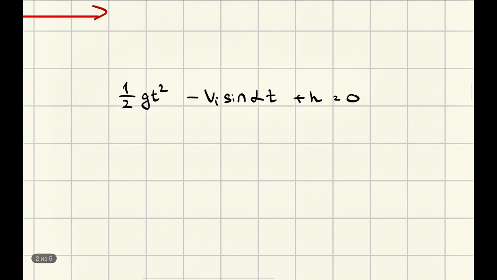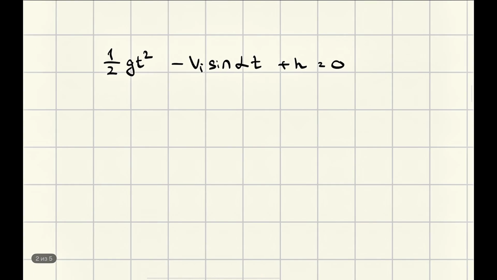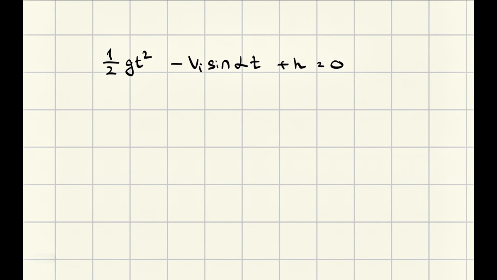What's interesting about this? We don't know what time is, but can you see this thing? This is a basic quadratic equation: a x squared plus b x plus c equals 0. Instead of plus we have minus here, but you can see the pattern. So this a is 1 divided by 2 g, this b is minus v initial sine alpha, and this c is just h.